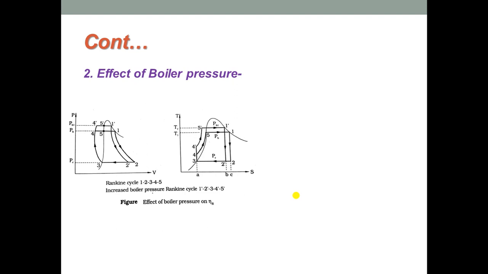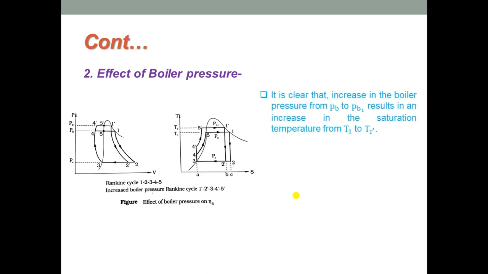So, next is the second effect, that is effect of boiler pressure. So, once again we will make use of a TS diagram as well as PV diagram. So, it is clear that by seeing the TS diagram, increase in boiler pressure takes place from PB to PB1. So, boiler pressure has been increased from PB to PB1, that is initially the cycle was 1, 2, 3, 4 and 5 and 1. Now, due to increase in boiler pressure, the area becomes 1 dash, 2 dash, 3, 4 dash, 5 dash and 1.